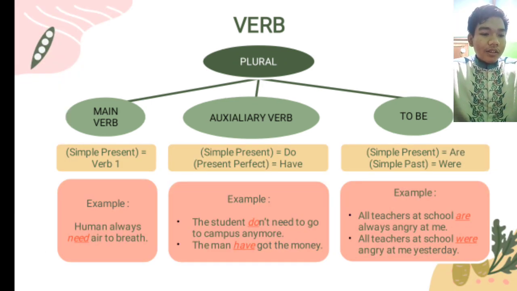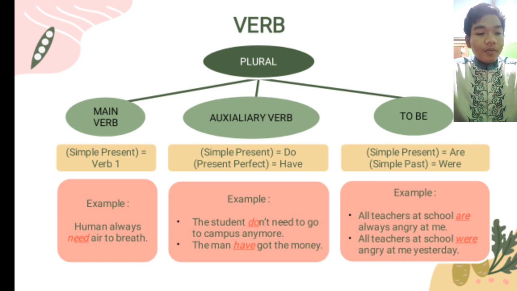Next, the verb in a plural sentence. First, main verb that uses simple present, verb 1. Example, humans always need air to breathe. Second, auxiliary verb that uses simple present tense do. Example, the students don't need to go to campus anymore.